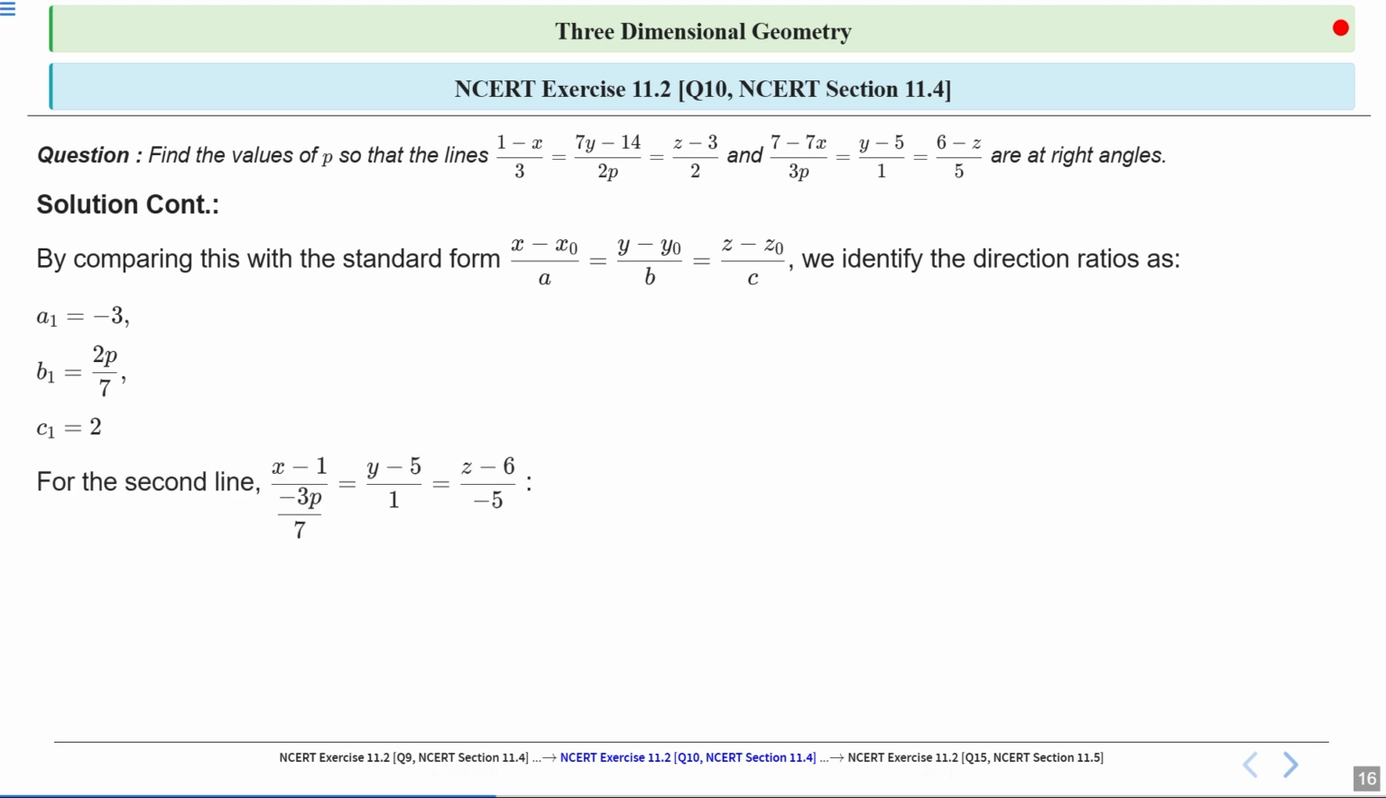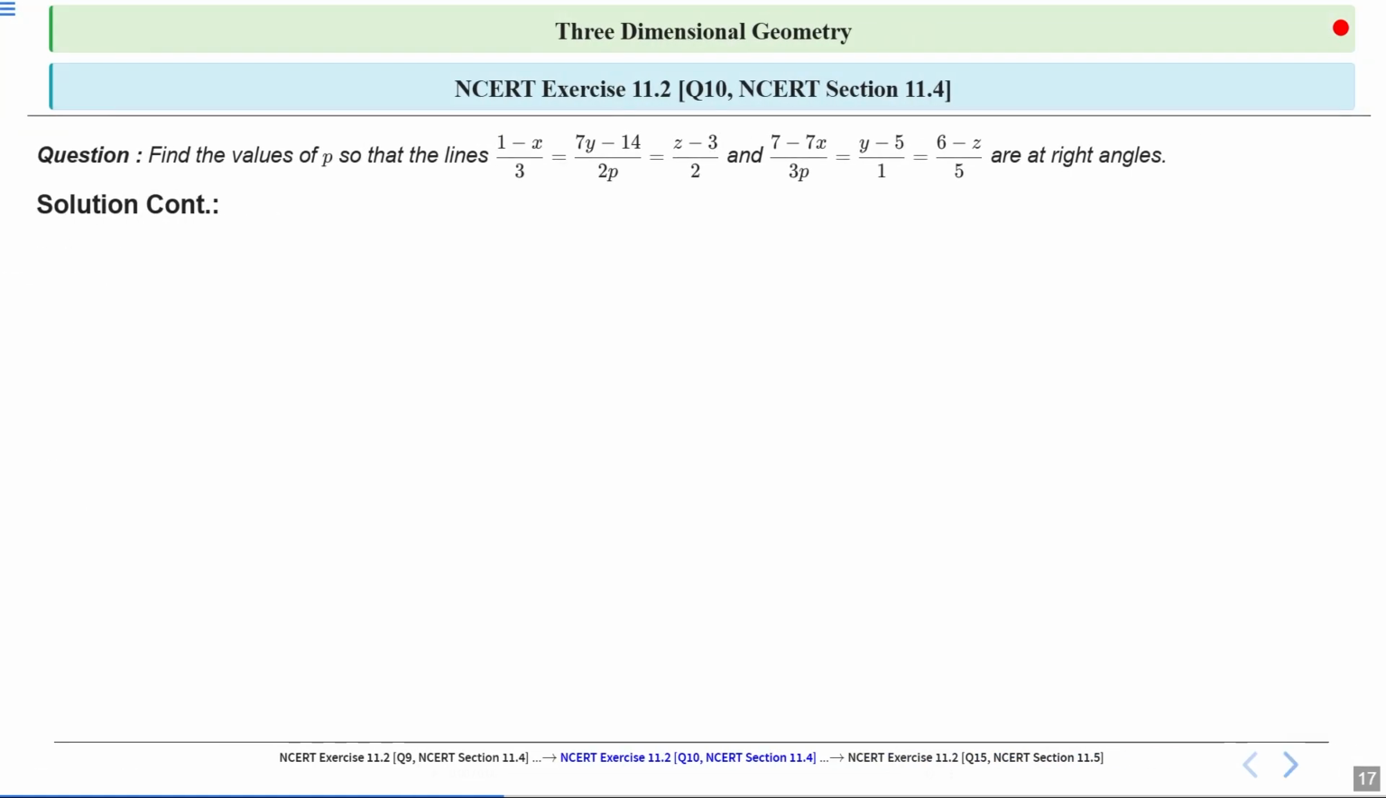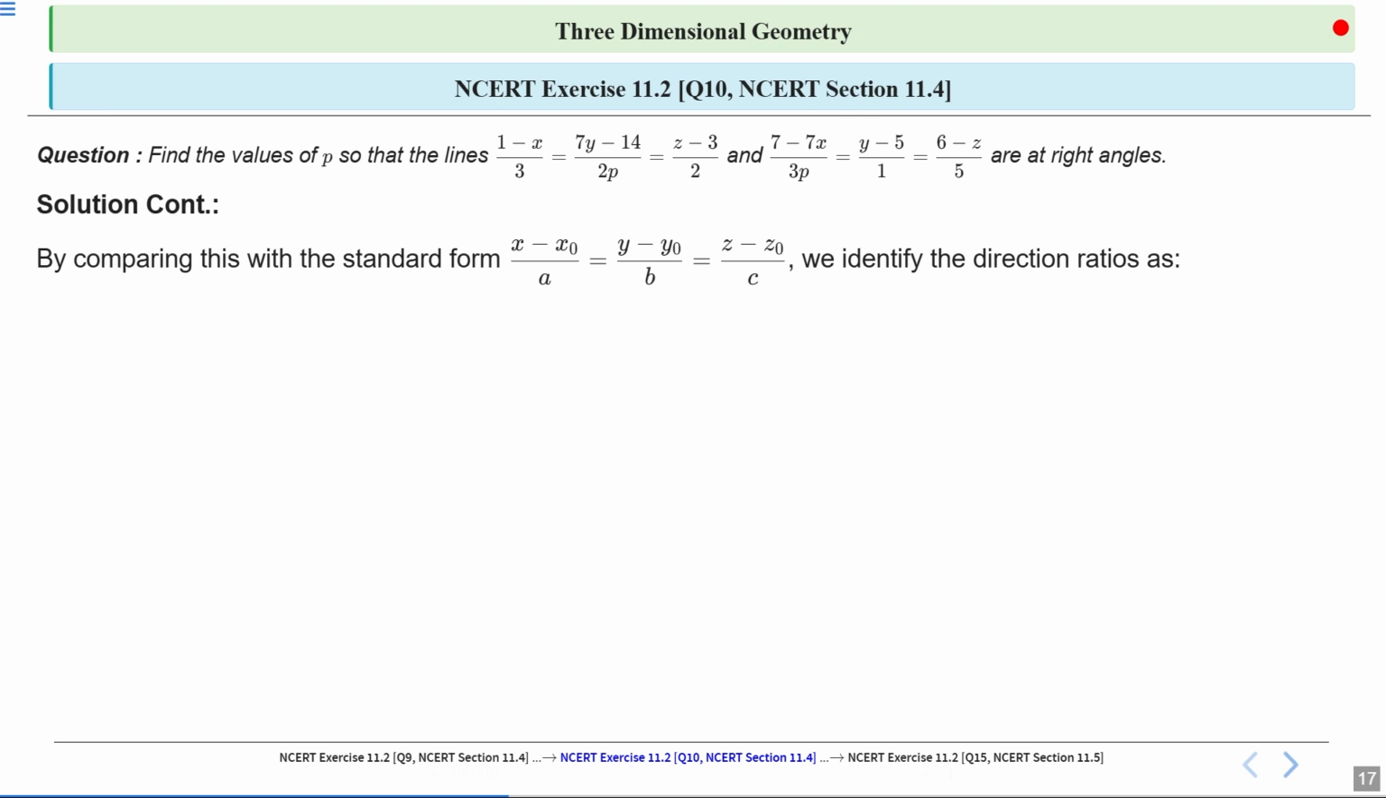For the second line, (x minus 1) upon minus 3p by 7 is equal to (y minus 5) upon 1 is equal to (z minus 6) upon minus 5, right? So by comparing this with the standard form, we identify the direction ratios as a2 is equal to minus 3p by 7, b2 is equal to 1 and c2 is equal to minus 5.